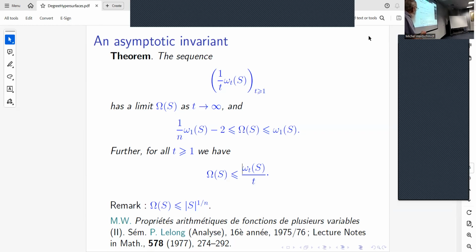Omega of s is positive and bounded by omega 1 of s. And omega of s is less than omega t over t. It is the infimum of this number. The capital omega of s is bounded by s power 1 over n. This is the bound which comes from the limit.